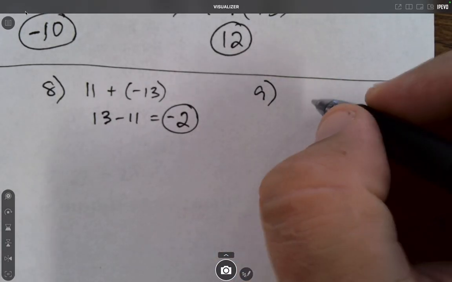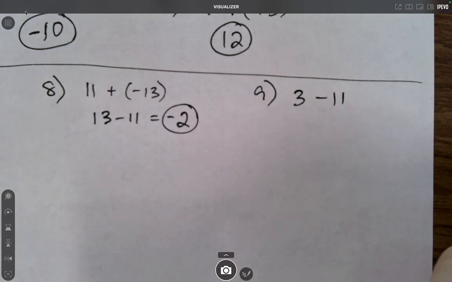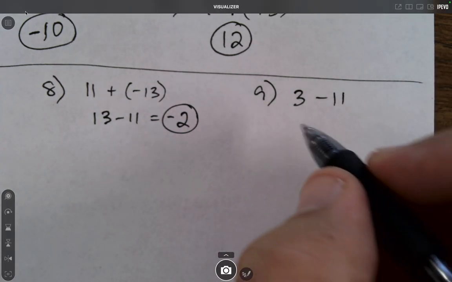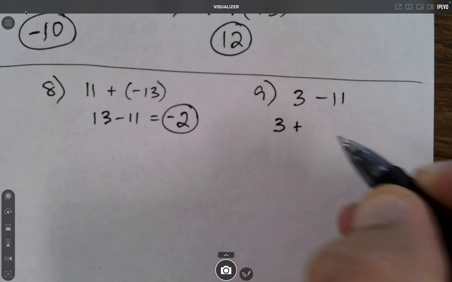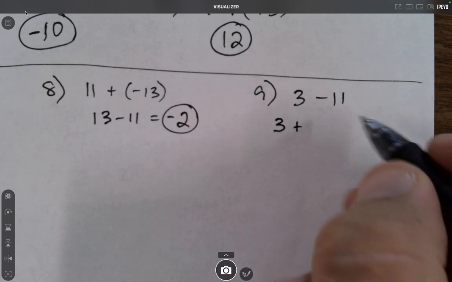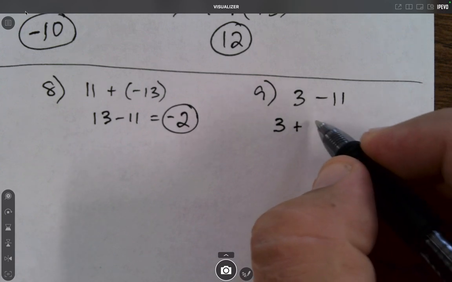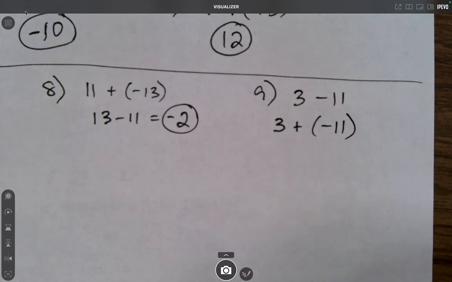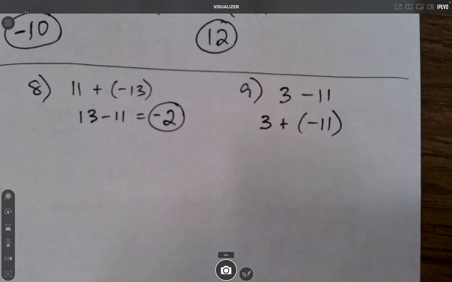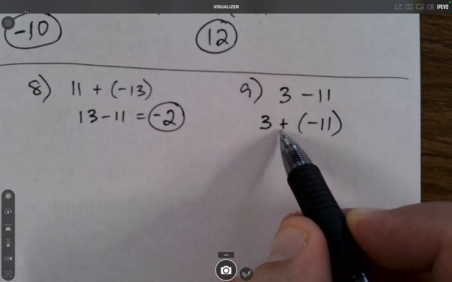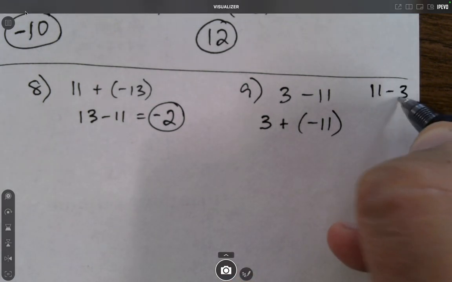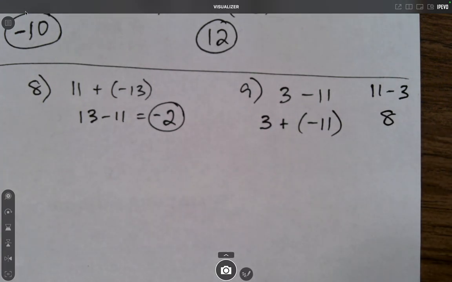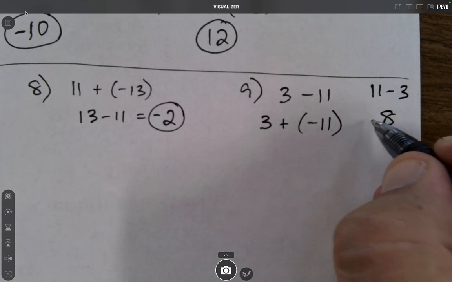Nine, 3 minus 11. That's a subtraction problem, so our first step is to keep the first number, change subtraction to addition, and change the positive 11 to a negative 11. So now we switch gears to the addition rules, and the addition rules say when we're adding numbers that have different signs, we subtract them, and we keep the sign of the bigger number, which is the 11, so the answer is -8.